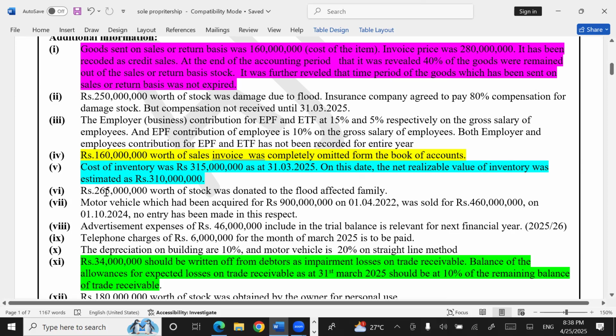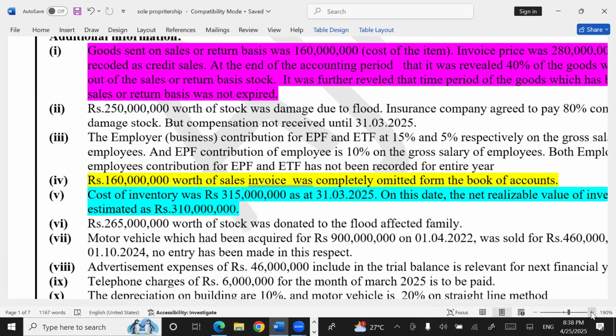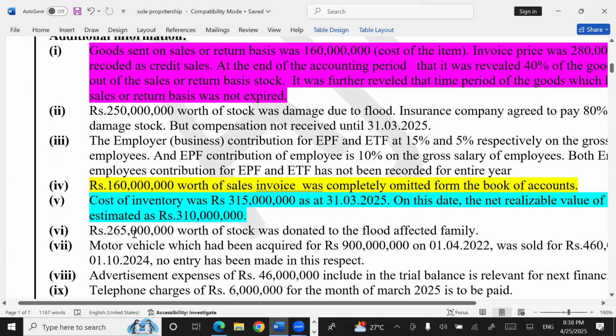But sometimes donation is given under trial balance also. If it is given in the trial balance also, the total value should be recorded under the expense. But in this example, not given in the trial balance, it is given only in the adjustment. Therefore, this value should be recorded under other expense as well as the same value should be recorded under cost of sales calculation also. 265.